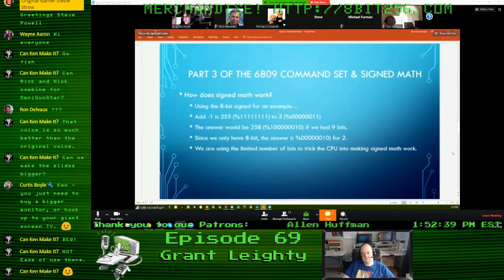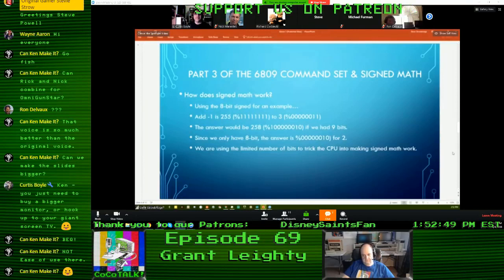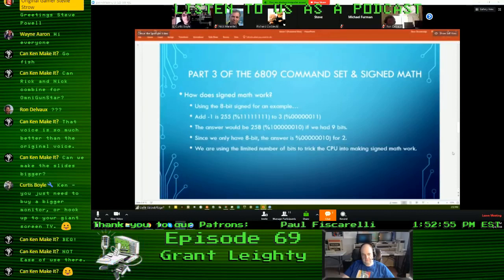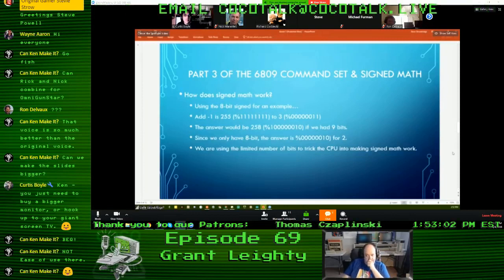So anyways, if we add these two numbers together, 255 plus 3 is 258, which is a 9-bit number. Wait a second, we only have 8 bits. But let's see what it looks like with 9 bits. We've got the most significant bit of the 9 bits set, and we've got the 10 at the end.